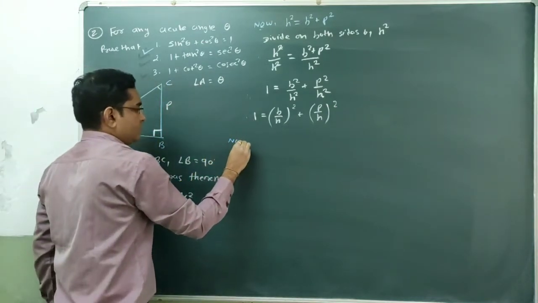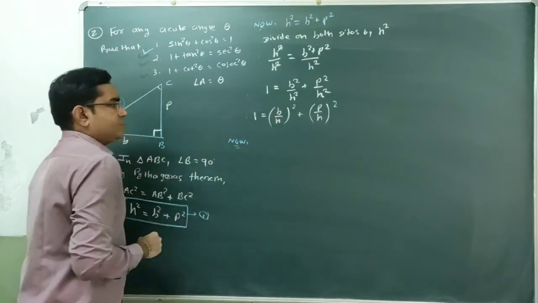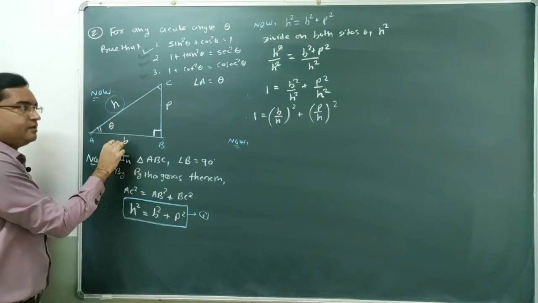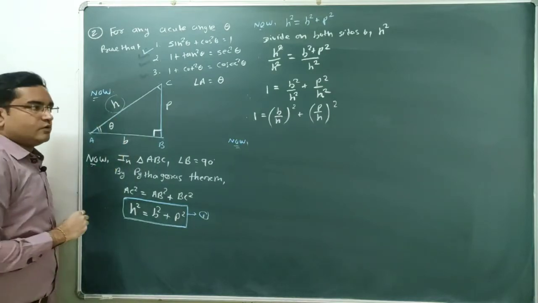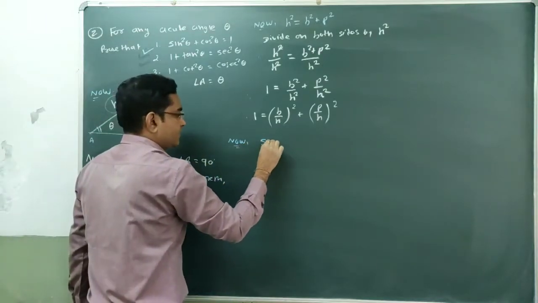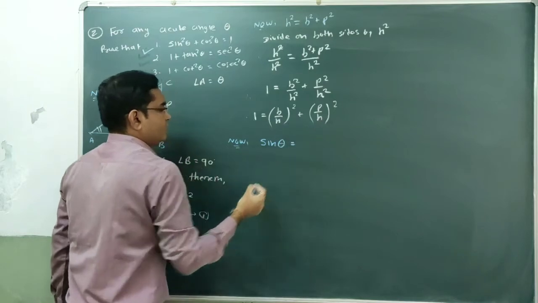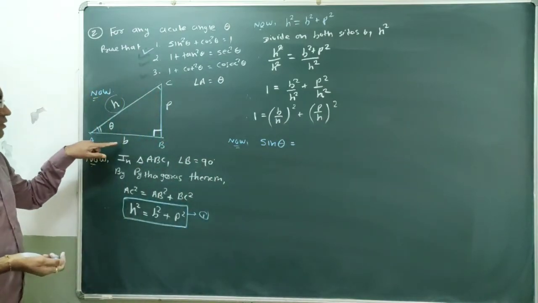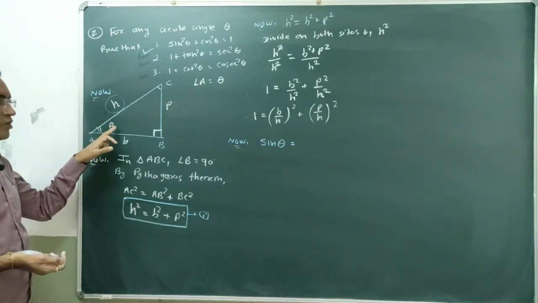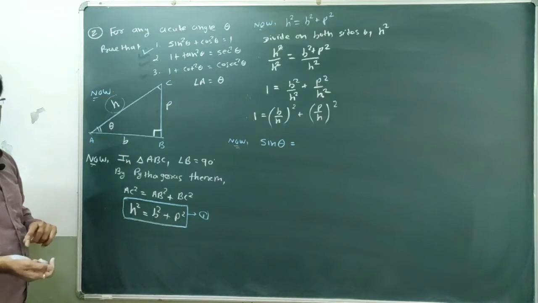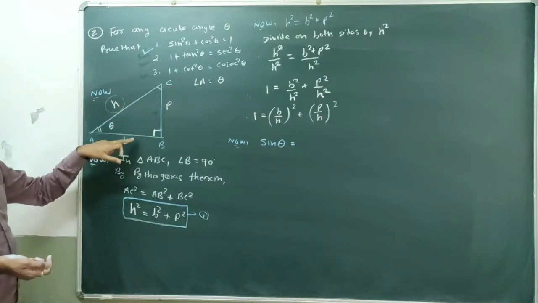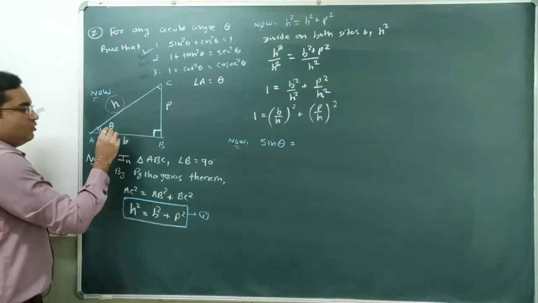Now what is this B by H? B by H, for this angle it's adjacent side and this H is hypotenuse, so it's a definition of sin theta. Definition of trigonometric ratio sin theta is opposite side by hypotenuse. Definition of cos theta, adjacent side by hypotenuse, and definition of tan theta, opposite side by adjacent side. So sin theta is opposite side.